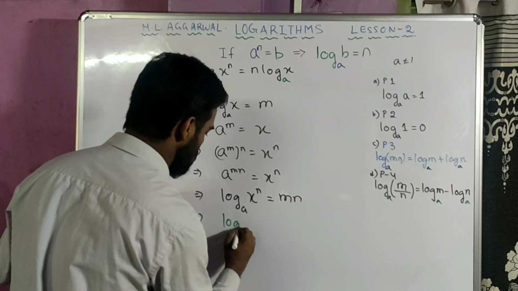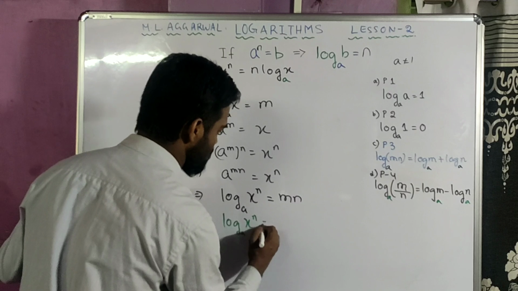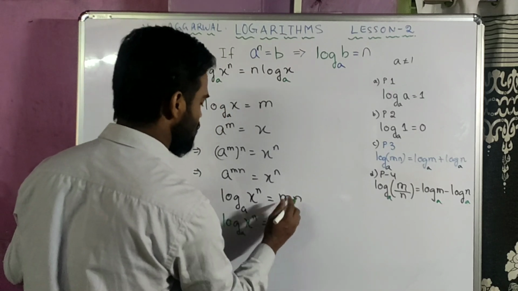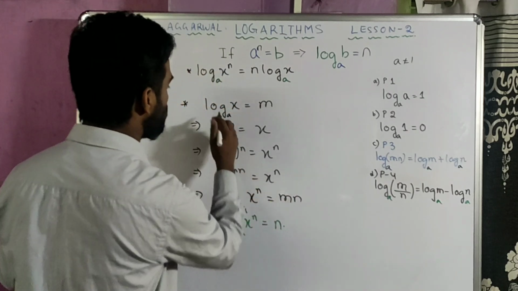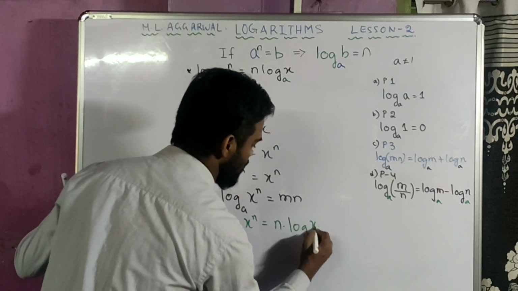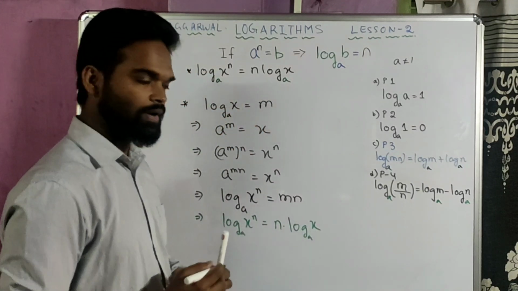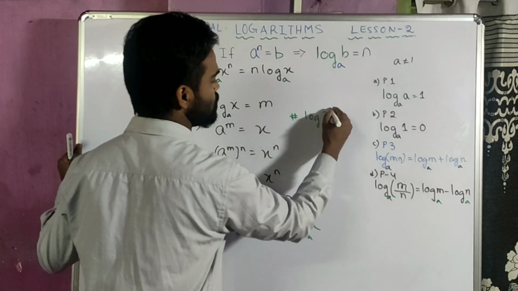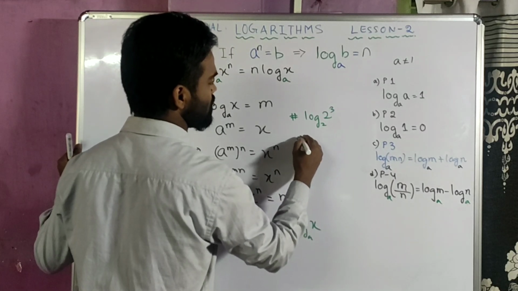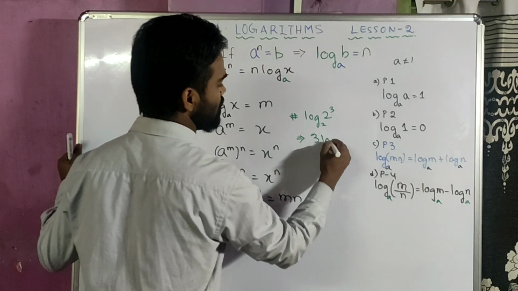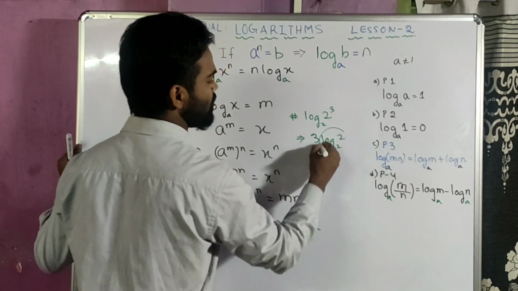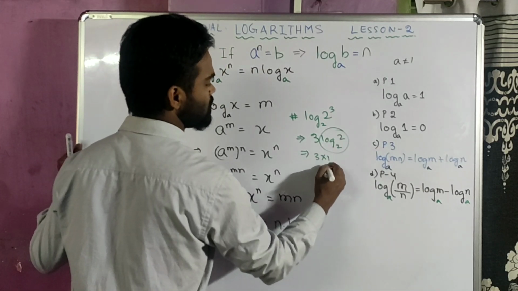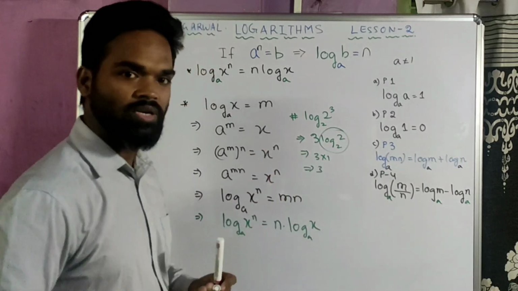So log base a x to the power n equals m n, and what was m? M was log x base a. Done. Which means something like, if you have log 2 cube base 2, so we can write this as 3 log 2 base 2, and this we know is 1. So the answer is 3.